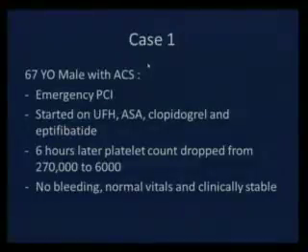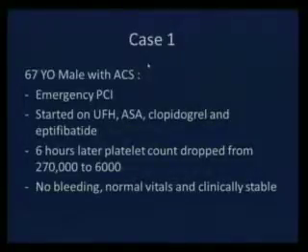Let's start with a case here. I've got a few cases here. Case 1: a 67-year-old male patient who presented with acute coronary syndrome, had an emergency percutaneous intervention, and was started on unfractionated heparin, aspirin, Plavix, and eptifibatide. That's a GP2B3A inhibitor.